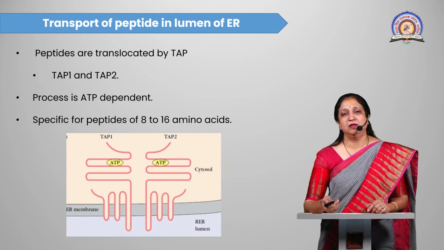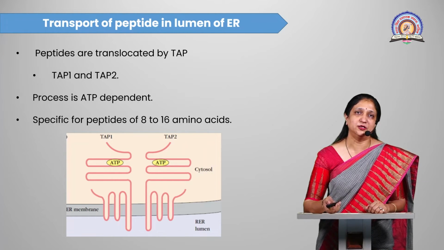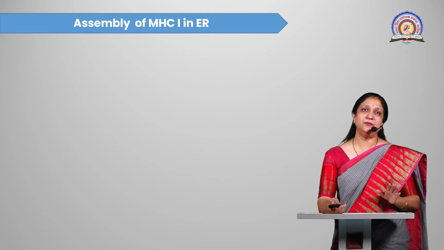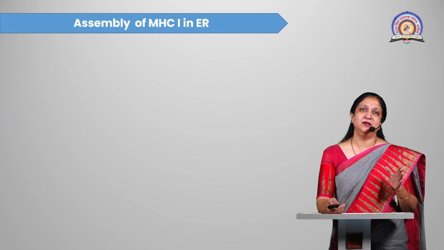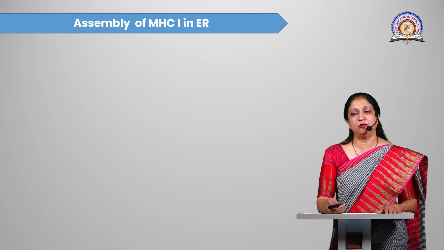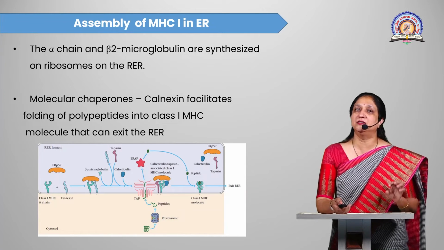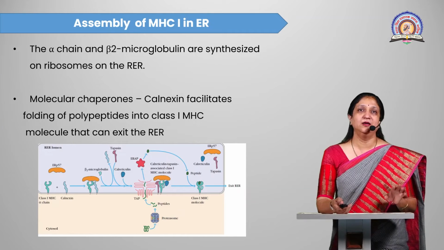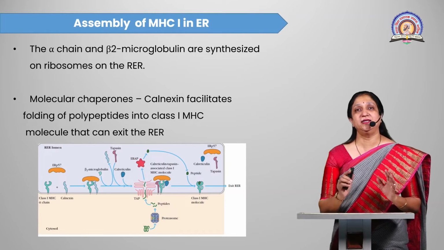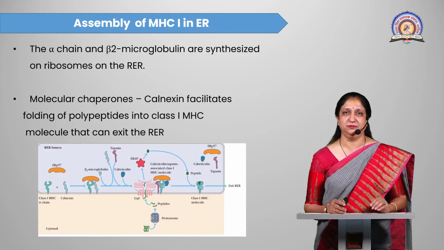Once the antigenic peptide enters the lumen of the endoplasmic reticulum, it should bind with the class 1 MHC molecule. So, the alpha chain of the class 1 MHC molecule is generated and transported into the endoplasmic reticulum. The beta 2 microglobulin, which is a part of the class 1 MHC molecule, is also transported into the lumen of the endoplasmic reticulum, and the folding and assembly of the entire active class 1 MHC molecule occurs within the endoplasmic reticulum.